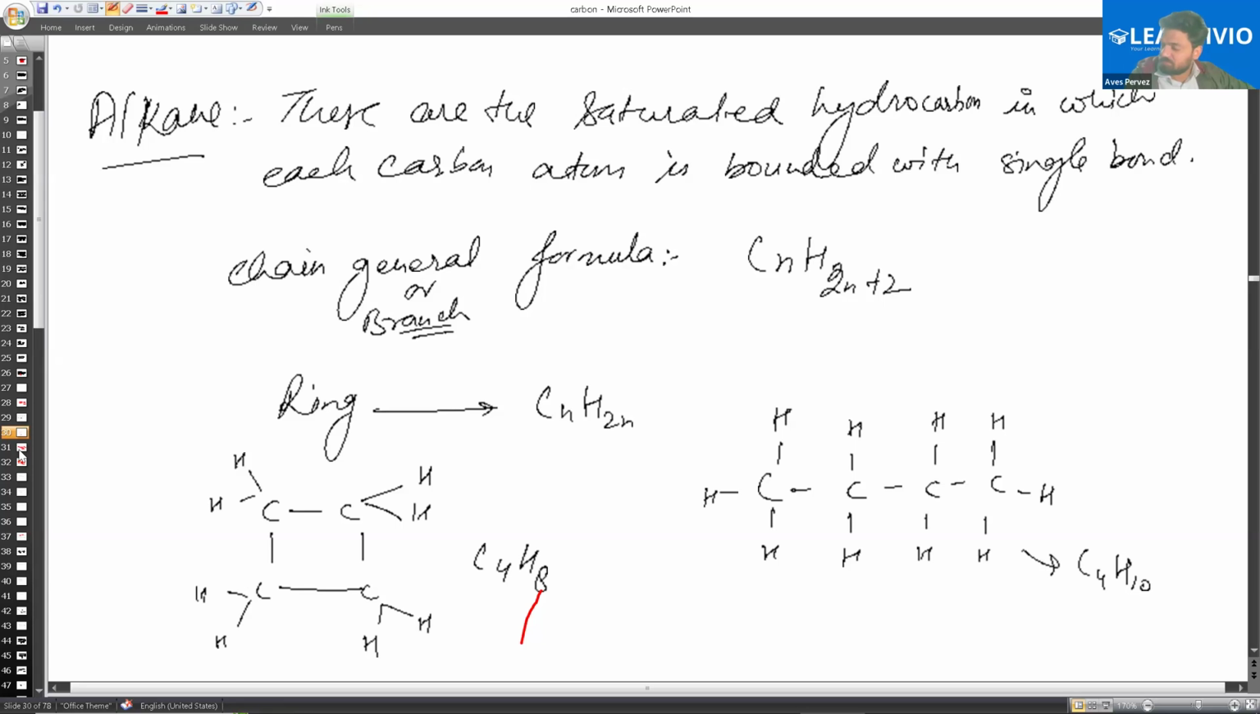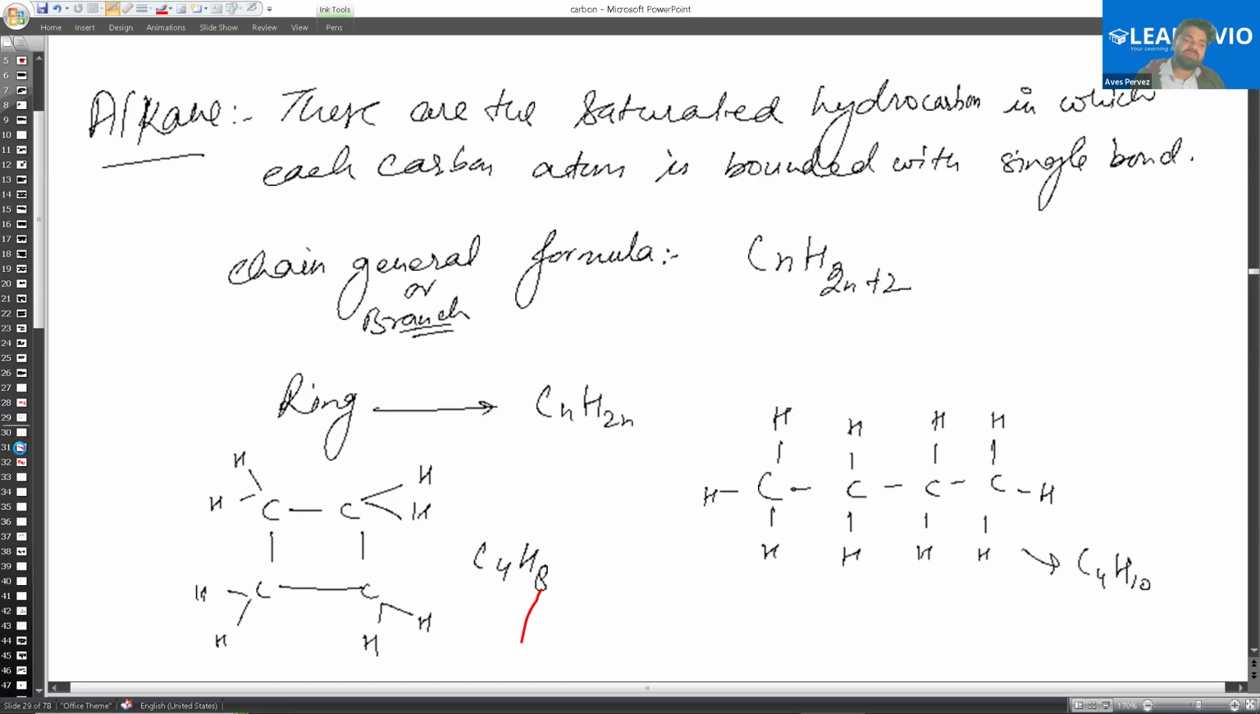Let's move ahead. Now what is alkane? These are the saturated hydrocarbons in which each carbon atom is bonded with a single bond. The formula is CnH2n+2. And the ring is this one.